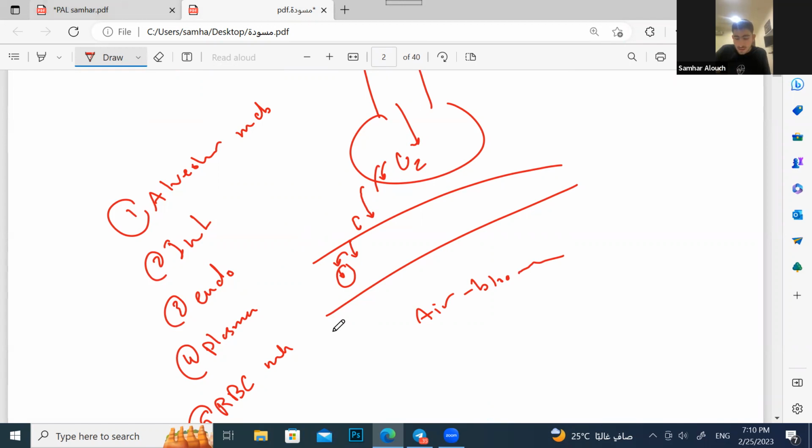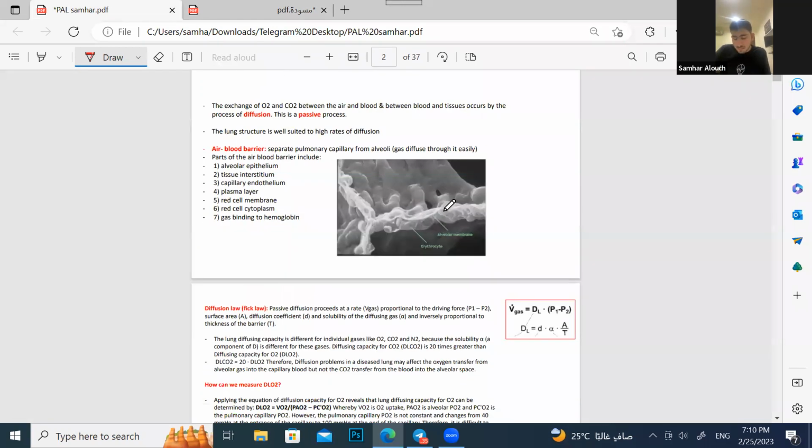Okay. And this is an electron microscope picture of it. We have the membranes. This is not important, so just skip it. So this is the last time I will say this.